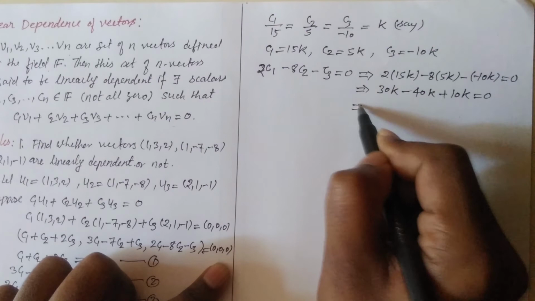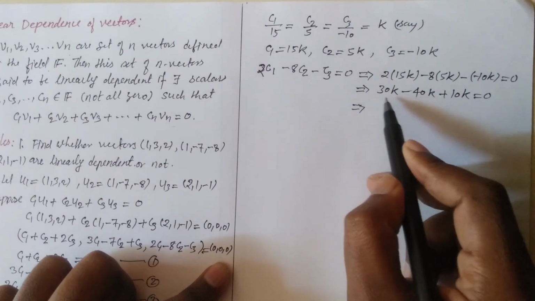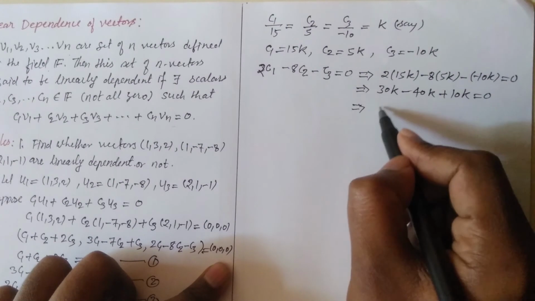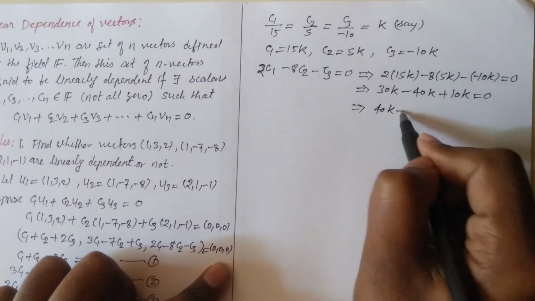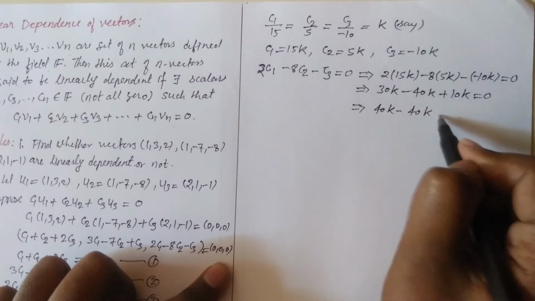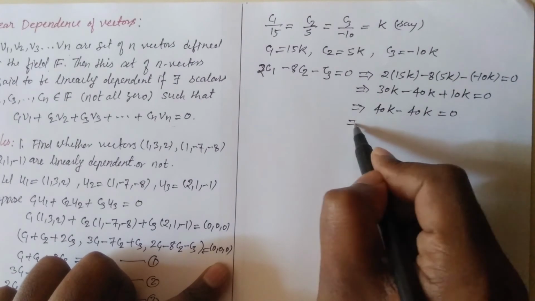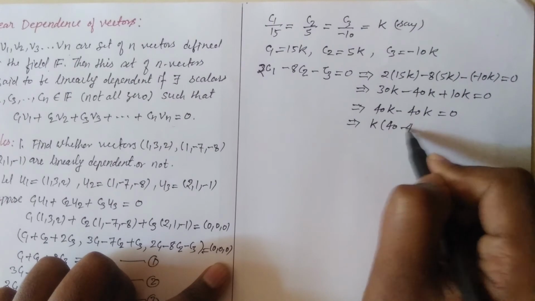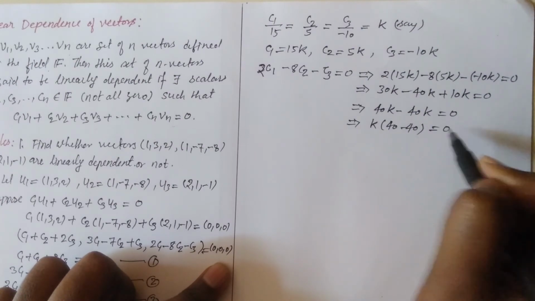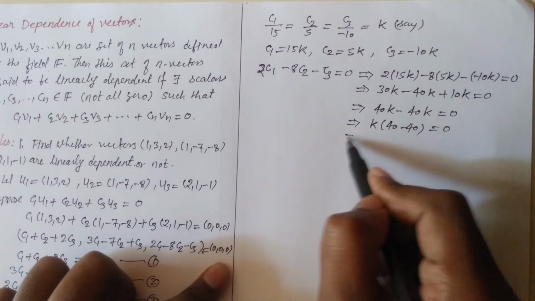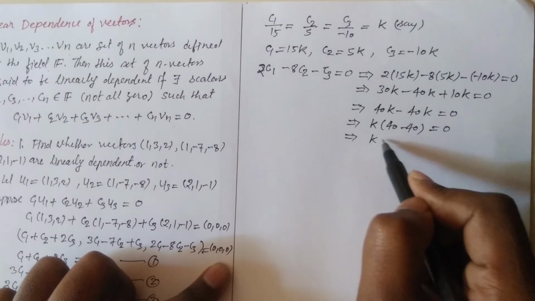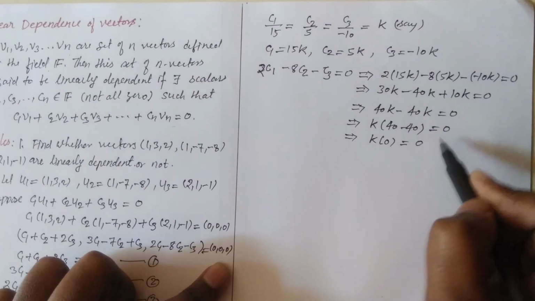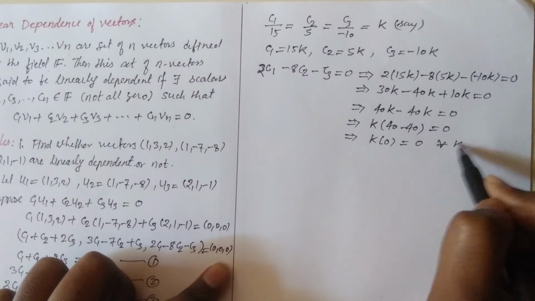So this implies that 30K plus 10K, that is 40K, minus 40K, and this equal to 0. So this implies that K times (40 minus 40) equal to 0. So this gives K into 0 equal to 0, which is true for all K.